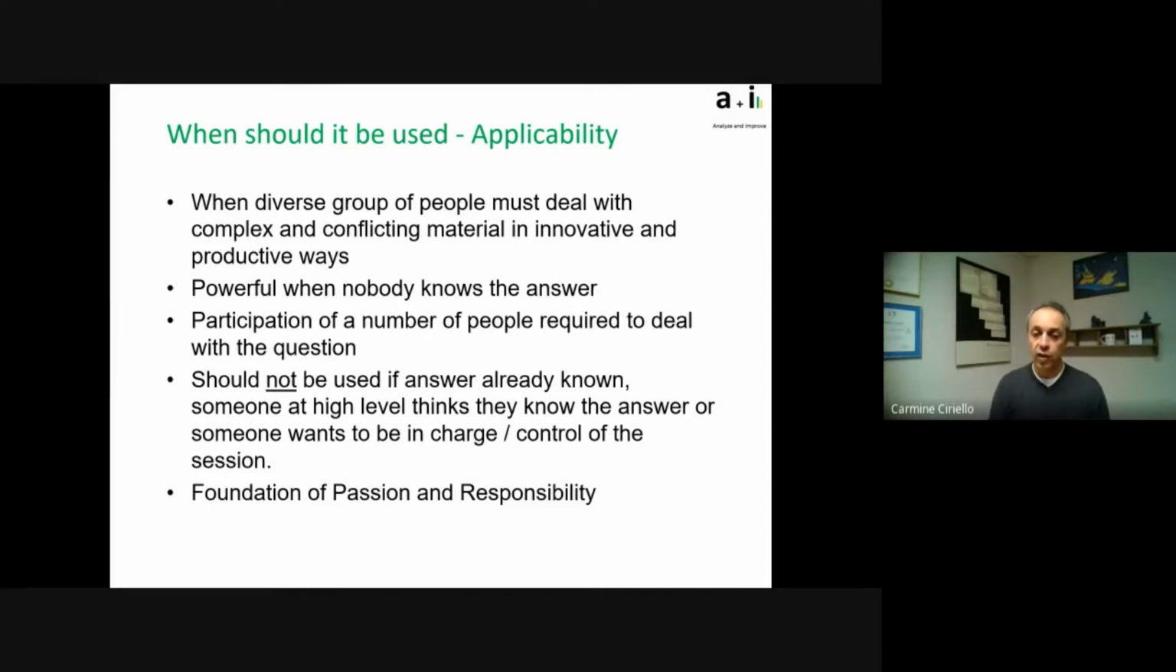And two very big key words with open space are passion and responsibility. The people should come in with passion, but will often demonstrate that passion because they get to attend and nominate topics that are true to them and that are important to them. And the people attending and the people signing up for certain topics end up taking ownership and responsibility for the quality of the work that gets done.